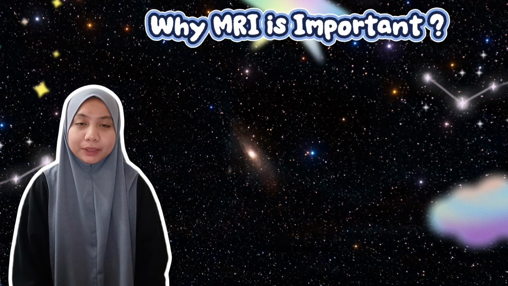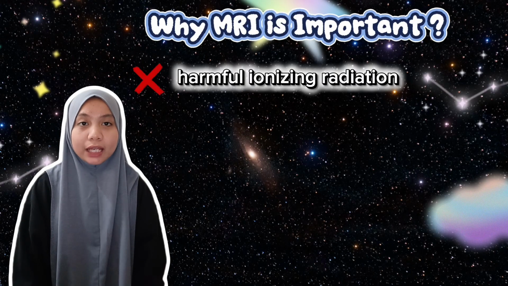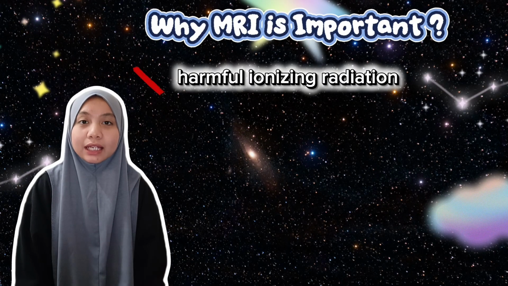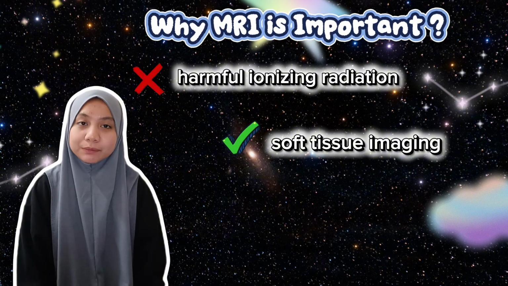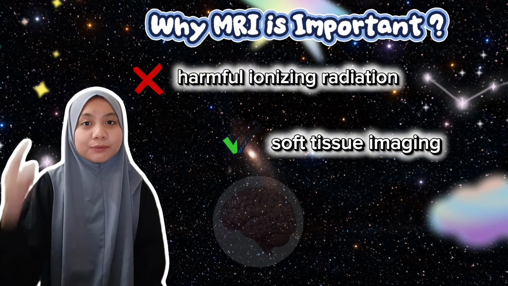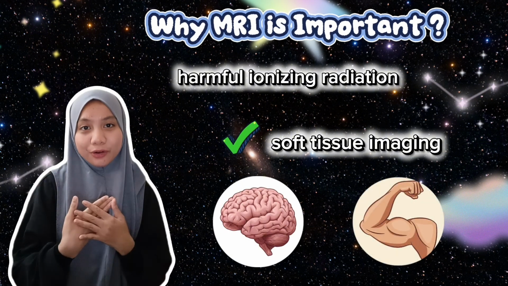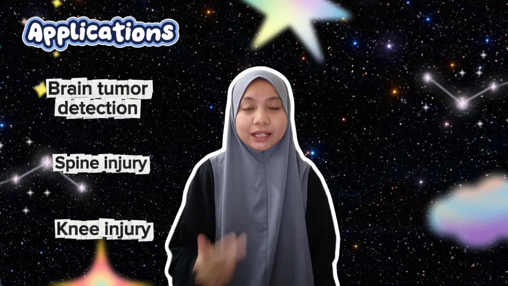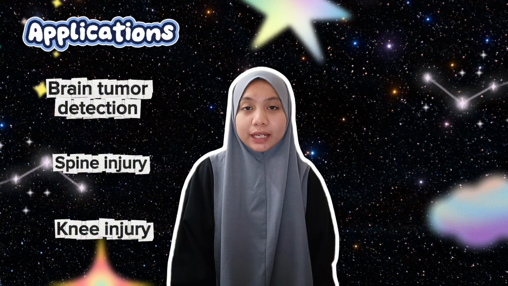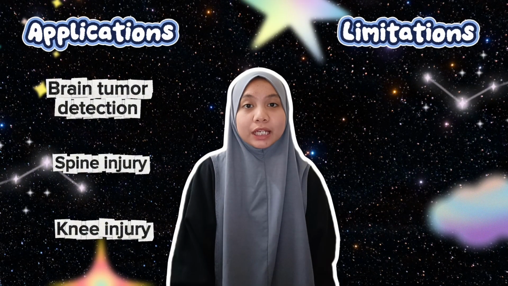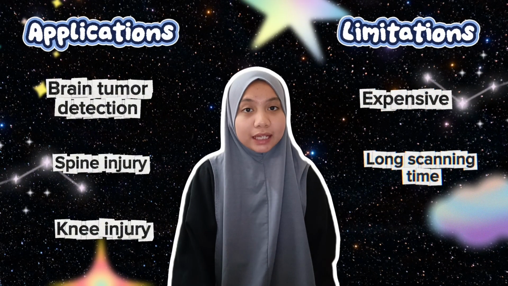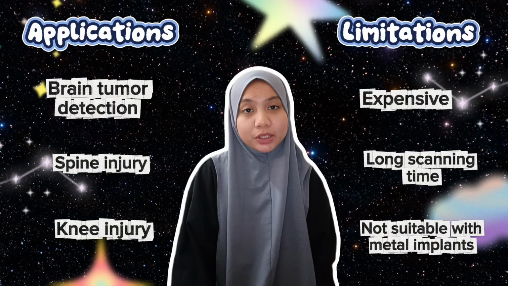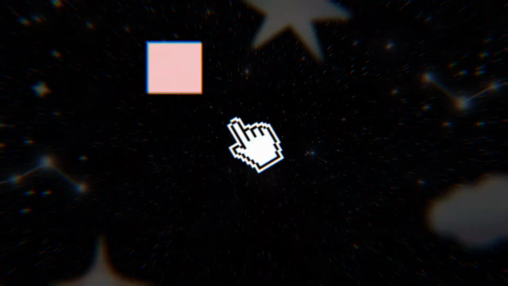MRI is important because it does not use harmful ionizing radiation like X-rays. It provides detailed images especially for soft tissues such as the brain, muscles, and organs. MRI is commonly used to detect brain tumors, spine injuries, and knee injuries. However, MRI also has some limitations. It can be expensive, takes a longer scanning time, and may not be suitable for some patients with metal implants.